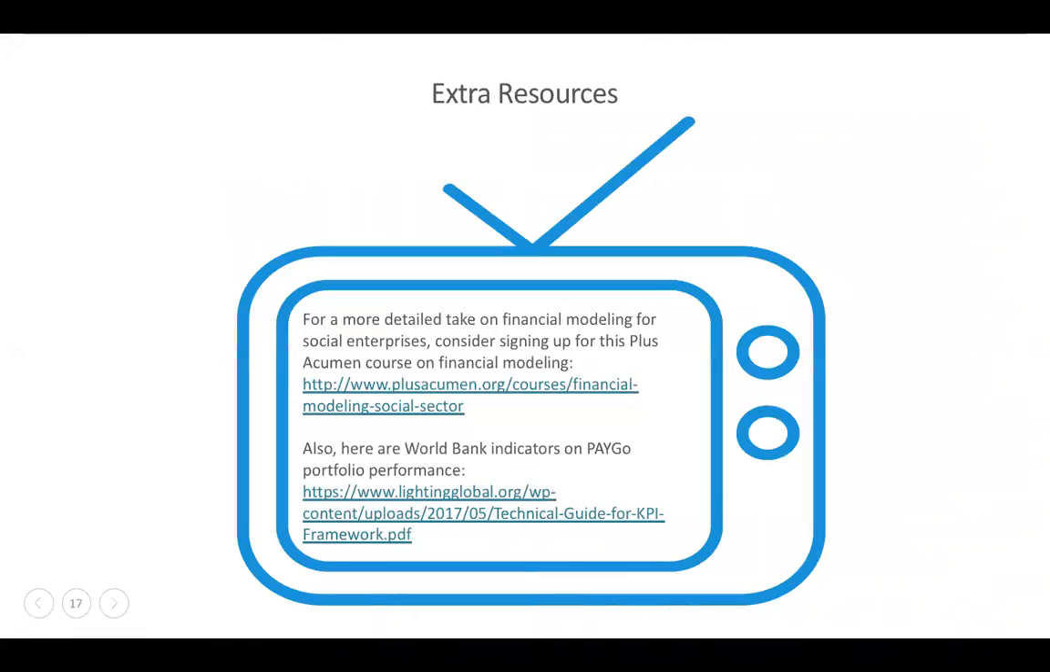For a more detailed take on financial modeling for social enterprises, consider taking this Plus Acumen course on financial modeling. And we've also included a World Bank indicators report on pay-go portfolio performance.